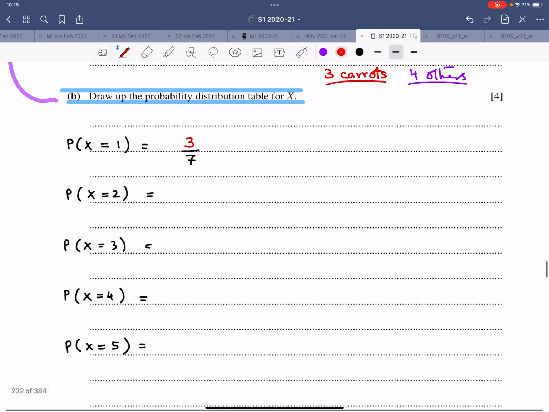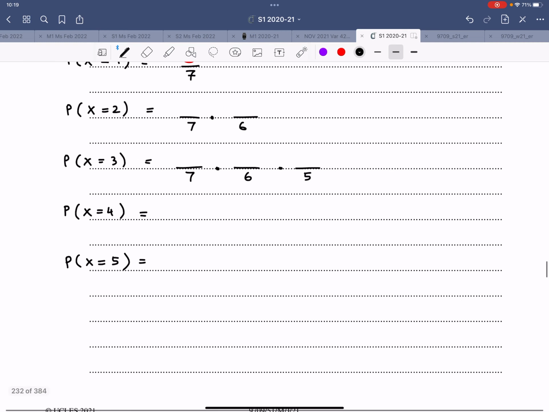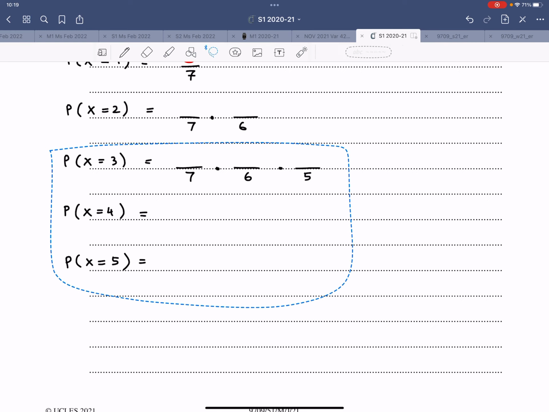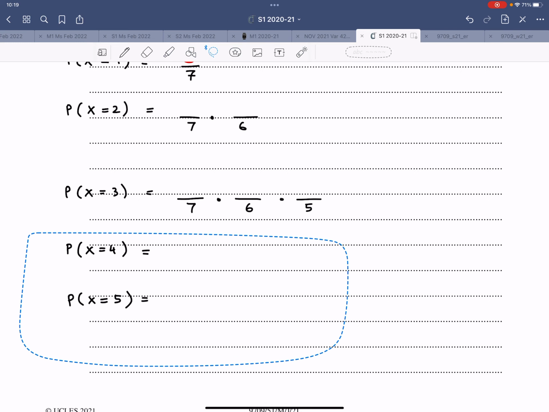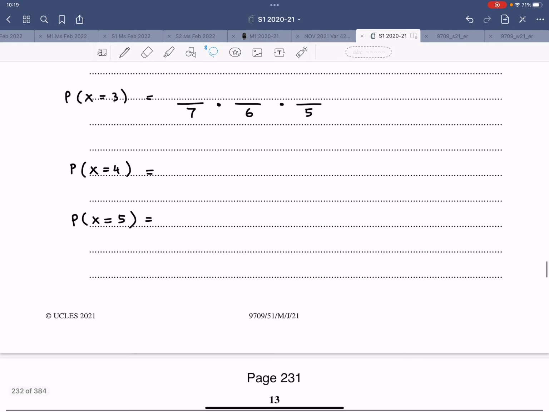Probability X equals 2. So let me first write down all the denominators. So now this is 7 and this is 6. For 3, this is 7 and this is 6 and this is 5. For 4, let me create more space. So let me pull it down. Pull it even down like this. Okay.